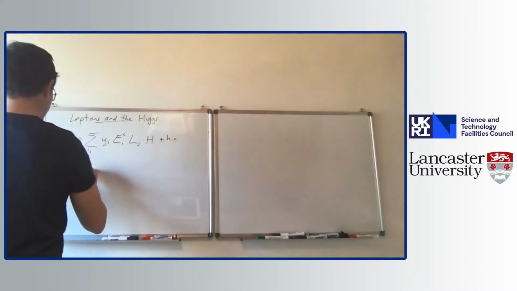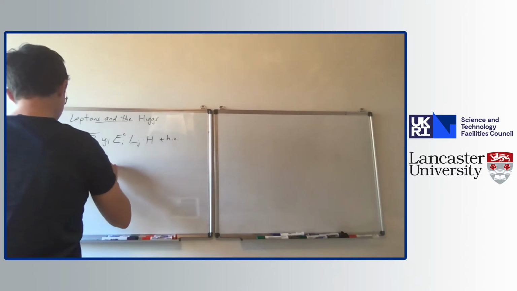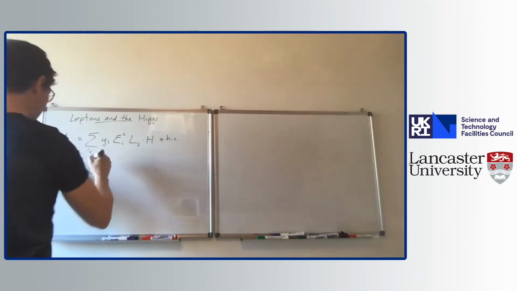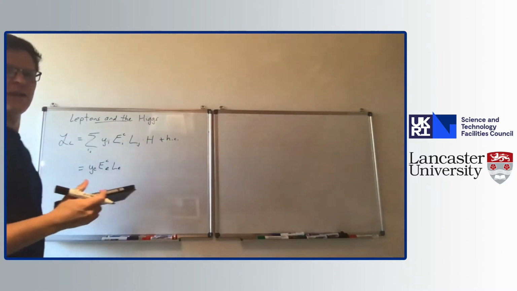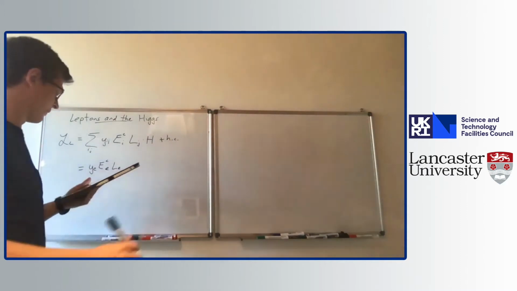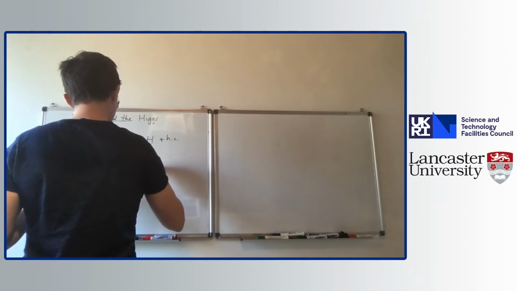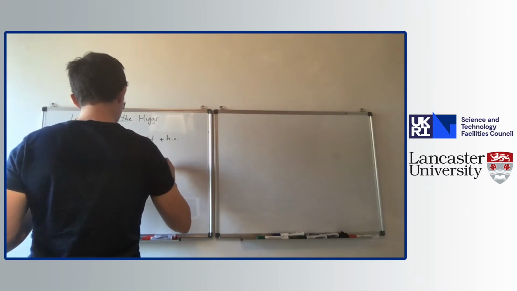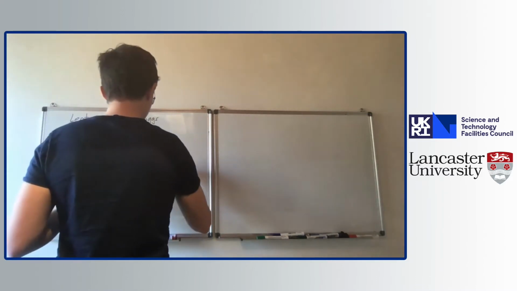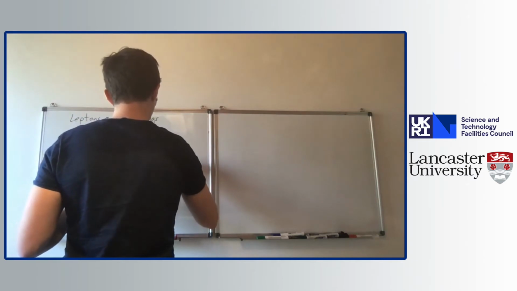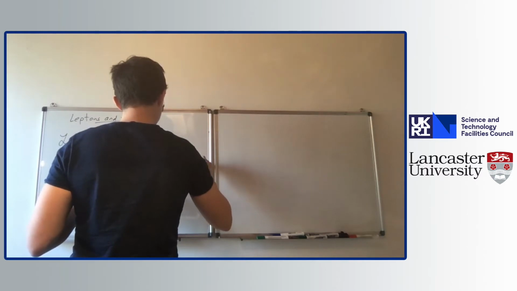In which case this becomes a much simpler Lagrangian. It looks like Y_e E^c L_e H for the electrons. That's the electron Yukawa, because it's now diagonal. We can split up the 3 generations and name them electron, muon, and tau. Coupled to the Higgs, plus Y_mu E^c_mu L_mu H, where mu is not a Lorentz index. This is just the name associated with the muon. Plus Y_tau E^c_tau L_tau H.